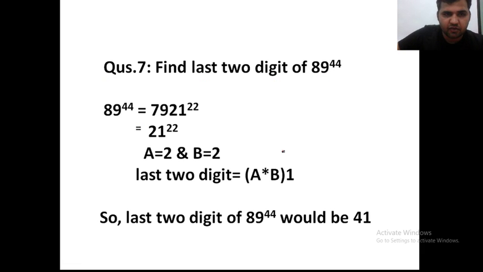Here is the explanation if you want to see. 89 square is 7921, but again there is no requirement of finding the full square. We are looking for only the tens place digit. So this can be written as 21 power 22. The last digit would be 1 and the tens place digit would be A into B. A is 2, B is 2, so A into B is 4. So finally the answer would be 41. So 41 is the right answer.